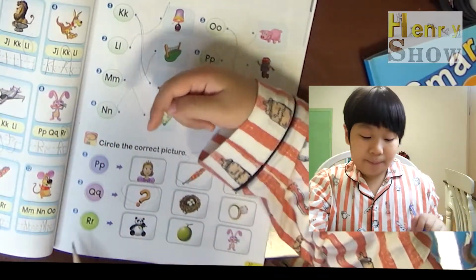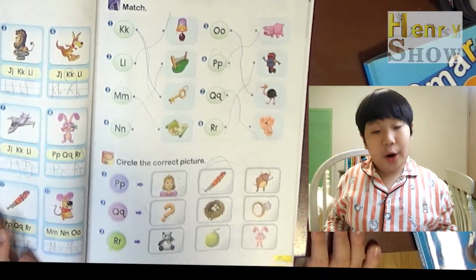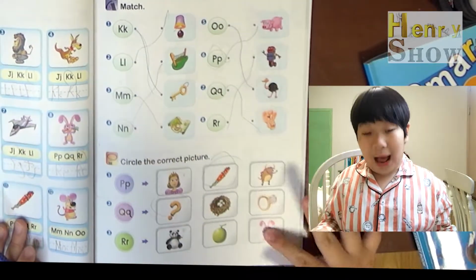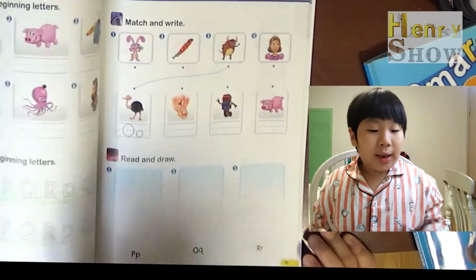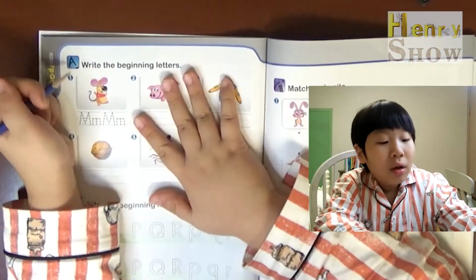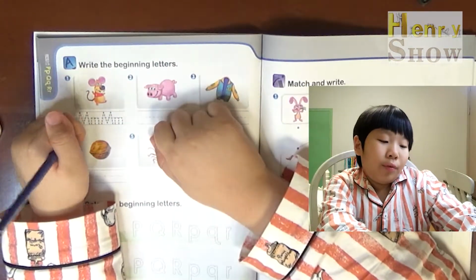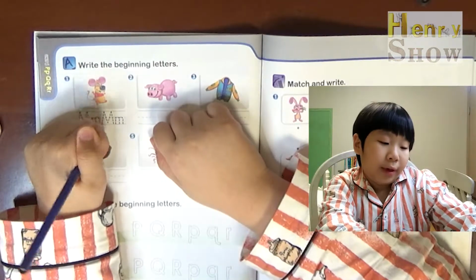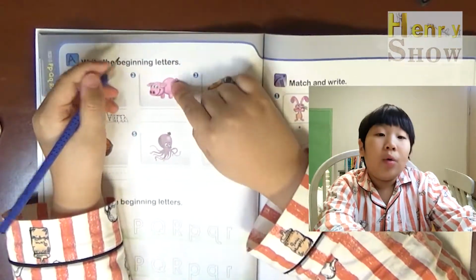Does panda begin with R? No. Does melon begin with R? No. Does rabbit begin with R? Yes, rabbit. Let's turn the page. Number 1, this is a mouse. So we need to write capital M, lowercase m, 2 times.